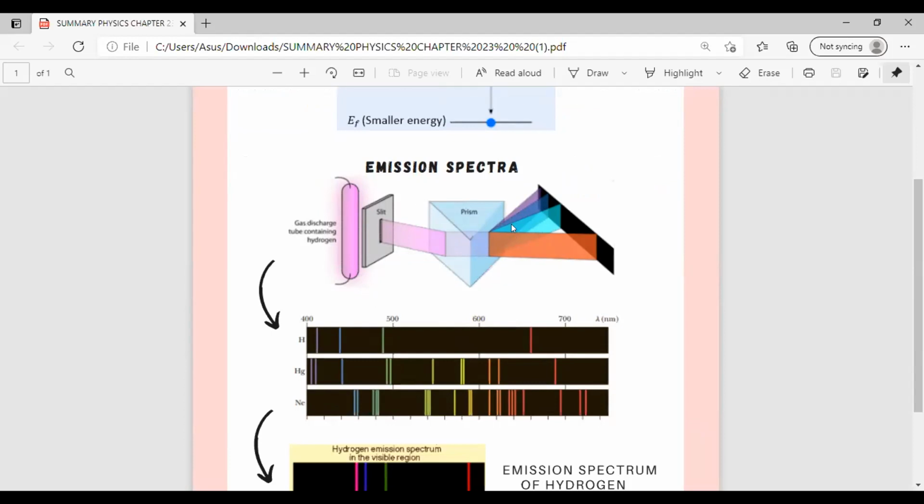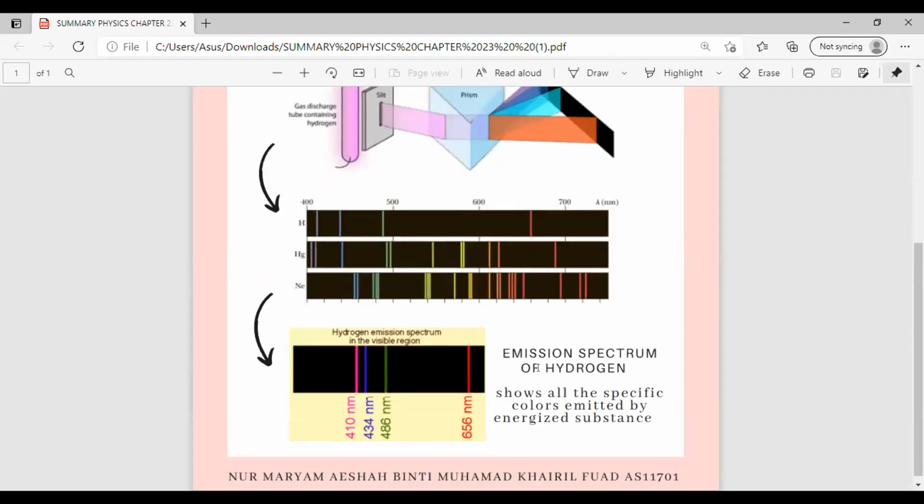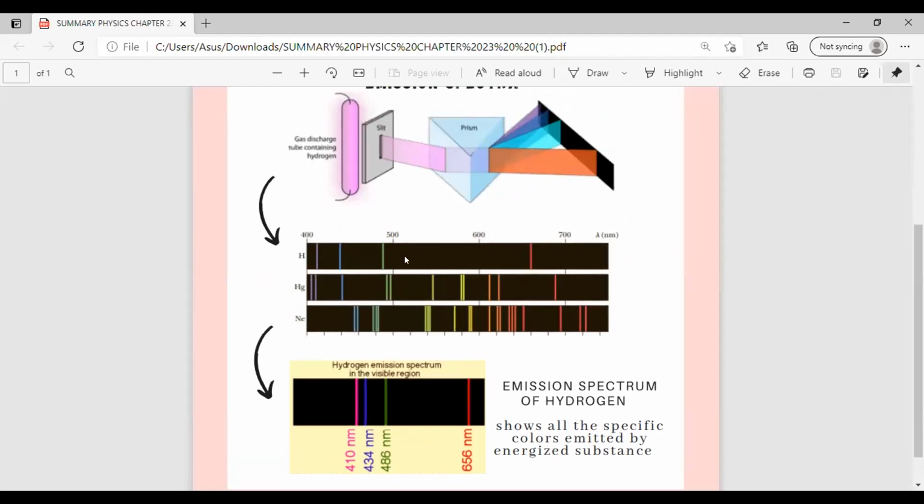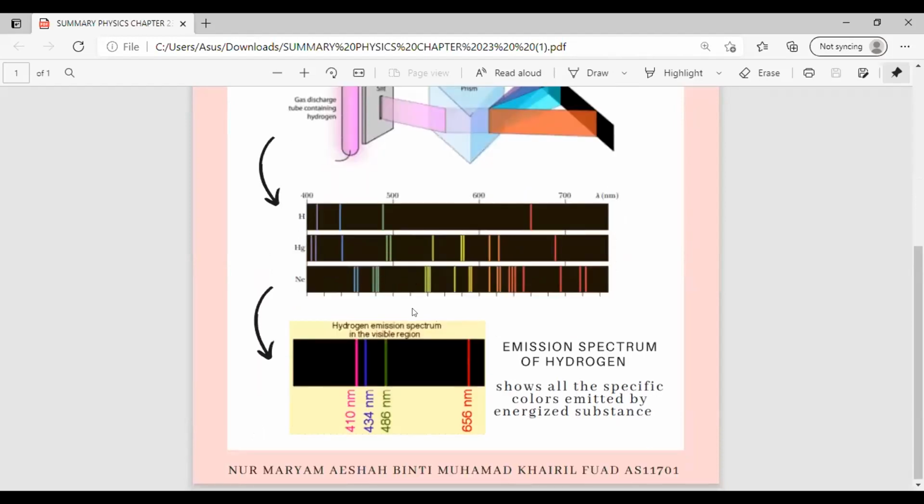But when we diffract or split the hydrogen pinkish color, then we can see the colors that are actually emitted by the hydrogen atom, which are violet, blue, turquoise, and red. This is what we call the emission spectrum of hydrogen. It shows all the specific colors emitted by an energized substance. We use the prism here to separate these colors into single line colors, and when we do so, we can determine the wavelength of each color produced by the hydrogen. So I think that's all from me.